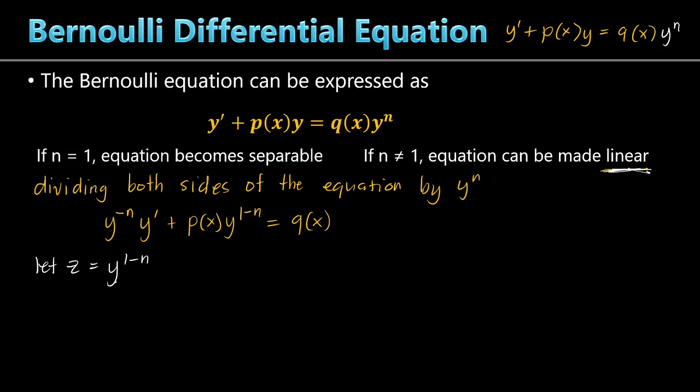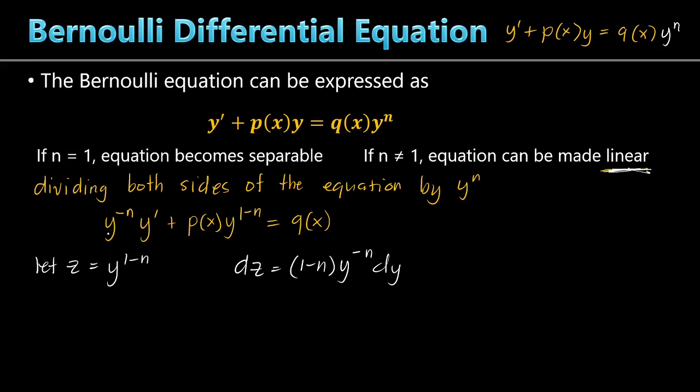Okay? So if we let z be equal to y raised to 1 minus n, I will have to also replace dy in terms of dz. If I get the differential of z, dz, 1 minus n multiplied by y raised to 1 minus n minus 1 is just y raised to negative n. And of course, I multiply it by dy. Okay? Now, we will replace y to the 1 minus n with the variable z. However, we also need to replace dy. Okay? But in this equation, dy can be found here in y prime.